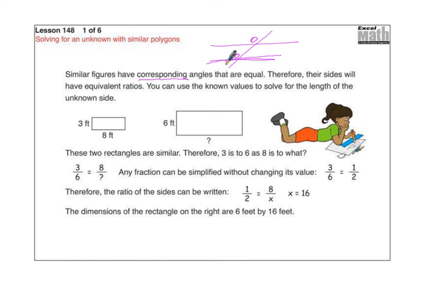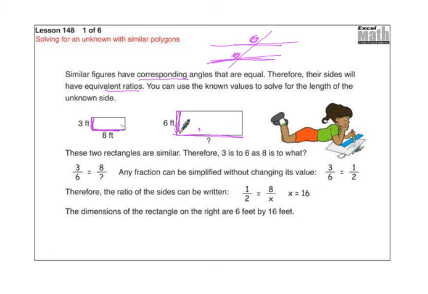Well, these two lines are parallel, but this angle is corresponding to that angle, right? Therefore, their sides will have equivalent ratios. You can use the known values to solve for the length of the unknown side. So this side here, these two shapes are similar to each other, right? Okay, so this side corresponds to this side, and this side corresponds to this side.